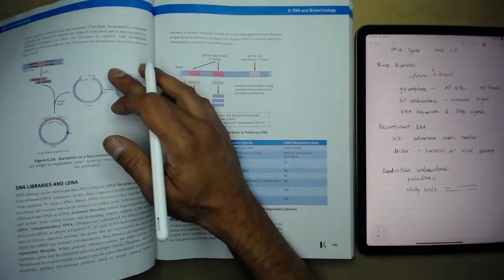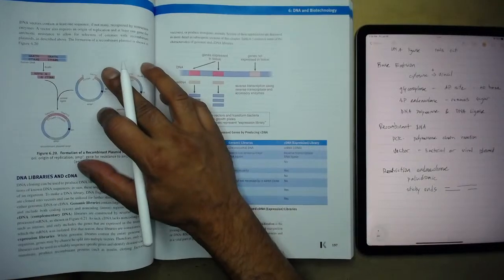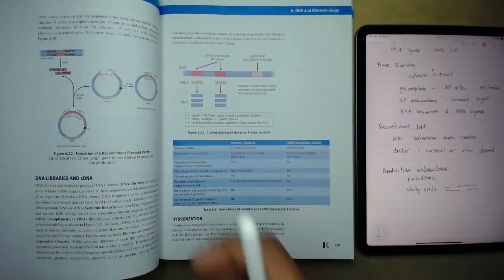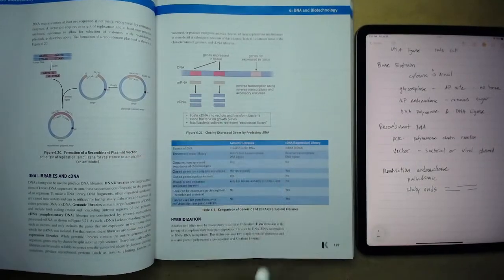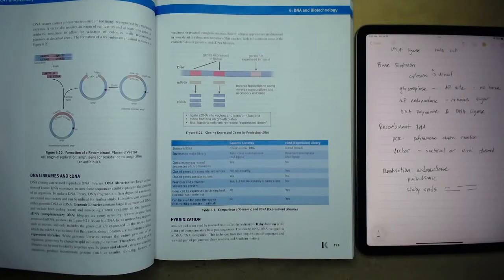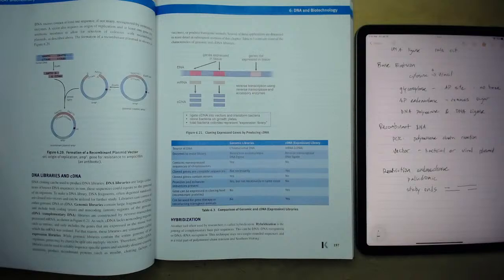DNA vectors contain at least one sequence, if not many, recognized by restriction enzymes. A vector also requires an origin of replication and at least one gene for antibiotic resistance to allow for selection of colonies with recombinant plasmids as described above. The formation of a recombinant plasmid is shown in Figure 6.20.